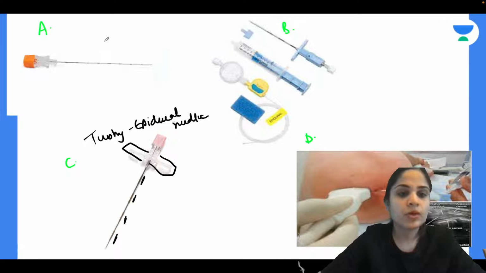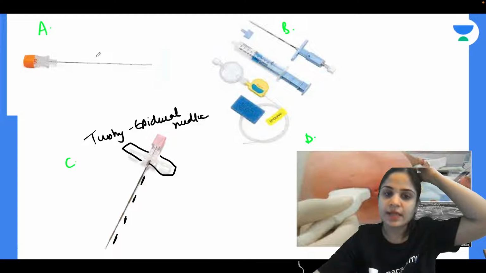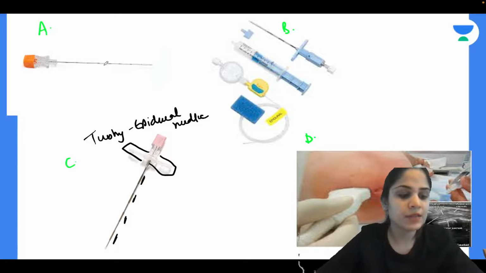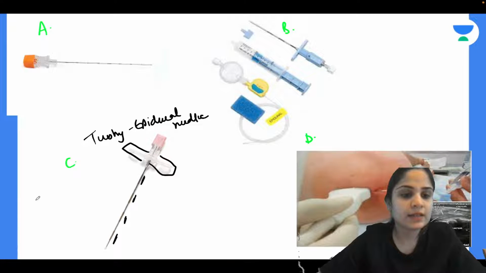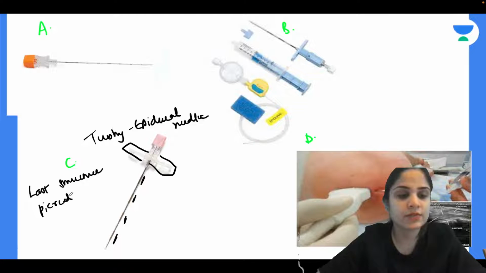Then what is the question that comes in the exam? Most of the times they tend to ask what is the last structure to be pierced before you reach the epidural space. So can you guys answer for me? Before you reach the epidural space, what is the last structure to be pierced?